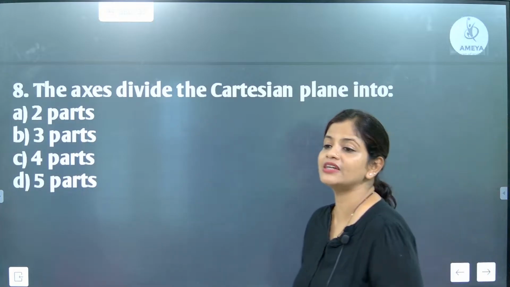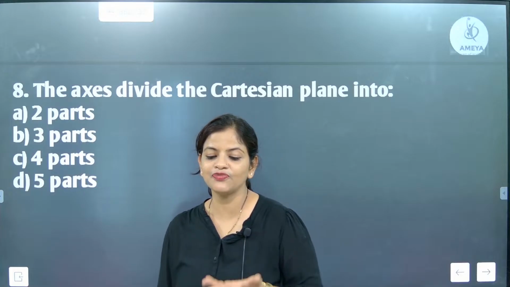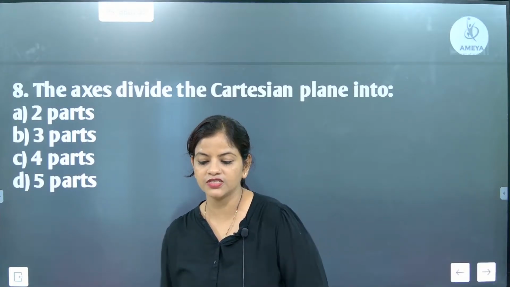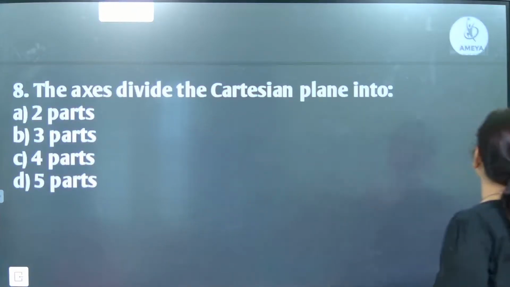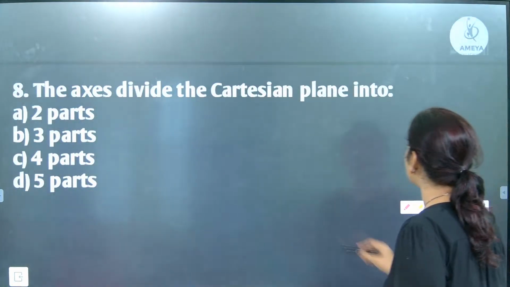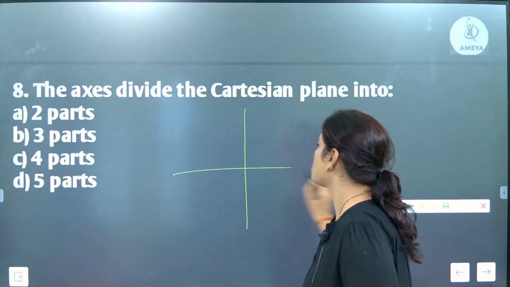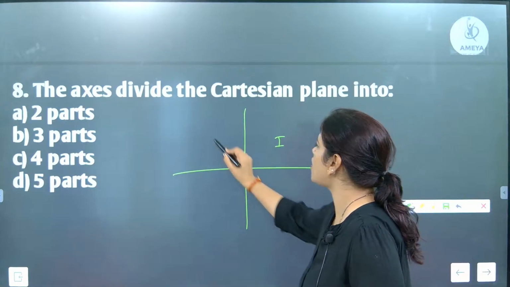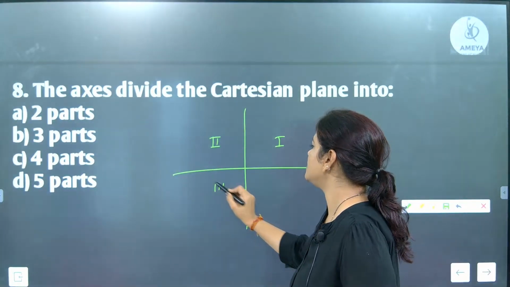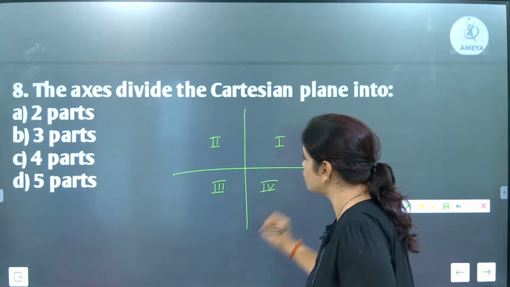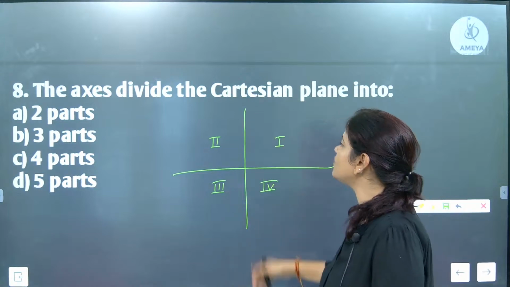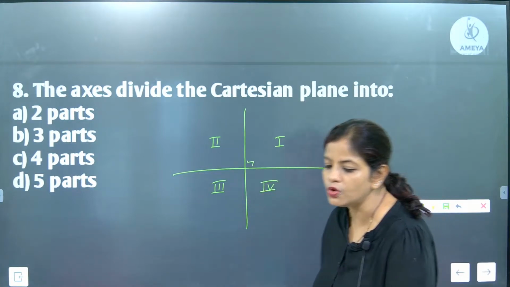And these four parts are called quadrants. What are these four parts called? Quadrants. Very good. Absolutely correct. The four parts are actually called quadrants. This is called the first quadrant, second quadrant, third quadrant and fourth quadrant. Understood? So the lines will always fall perpendicular to each other.